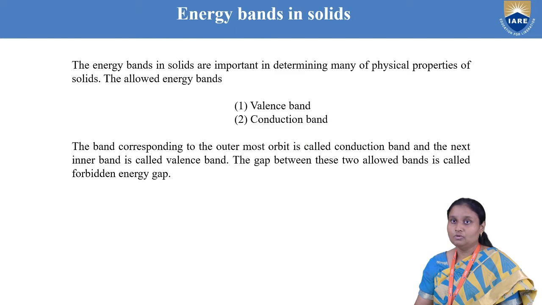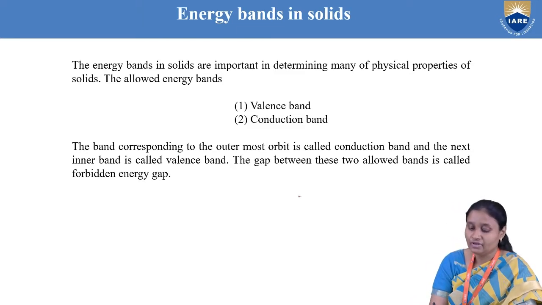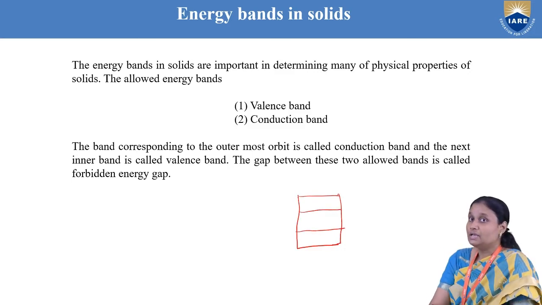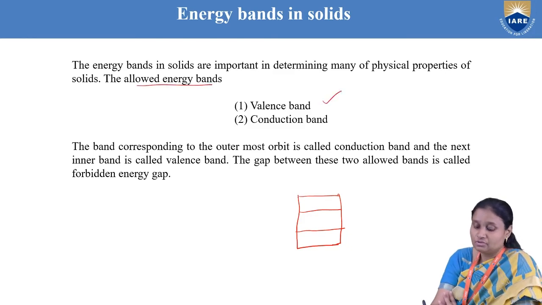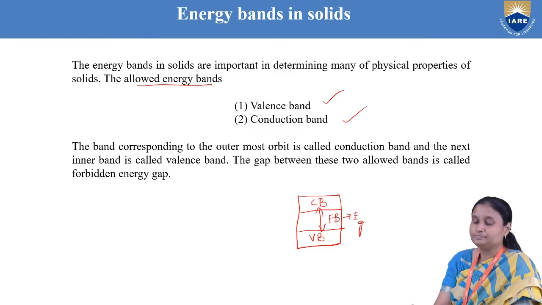Okay, so now how many types of energy bands do we have? I think we already know this representation. Till now we were discussing allowed energy band and forbidden energy band. There are two types of allowed energy bands. What are those two types? Valence band and conduction band. And the valence band and conduction band are separated by the forbidden band, which is also called the energy gap.